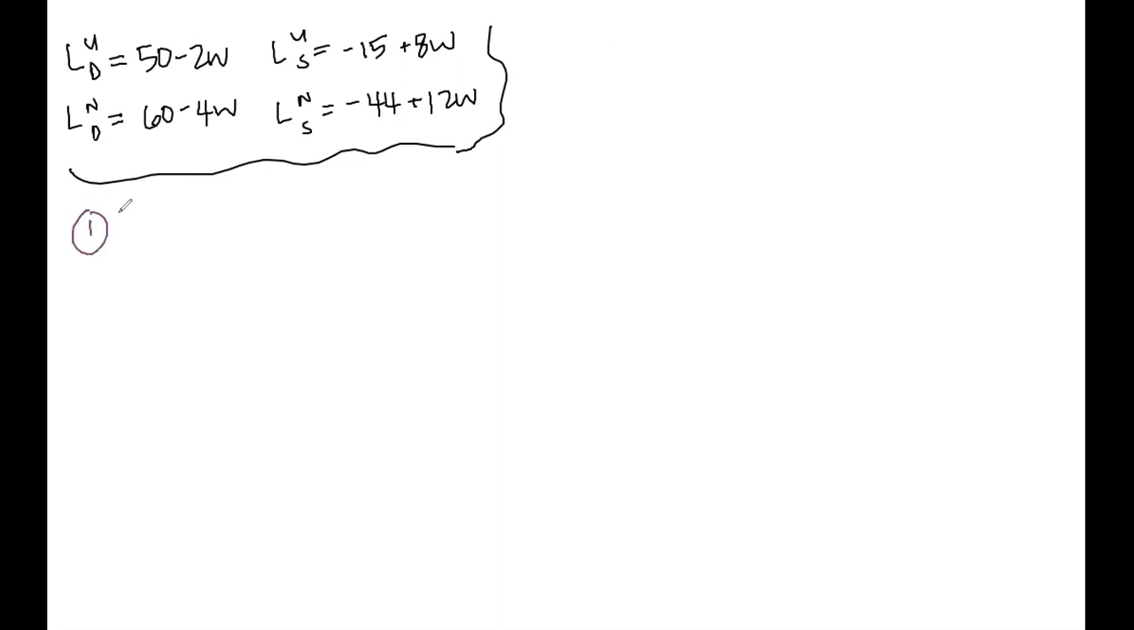So number 1 just asked for equilibrium. Once again, all of these are isolated for L, so we have no problem setting them equal to each other. Just make sure you keep track of which equations are for unions and which ones are for non-unions. So I'm going to start with the unions. 50 minus 2W equals negative 15 plus 8W. So this becomes 65 on the left and 10W on the right. So we can see that the wage is $6.50.